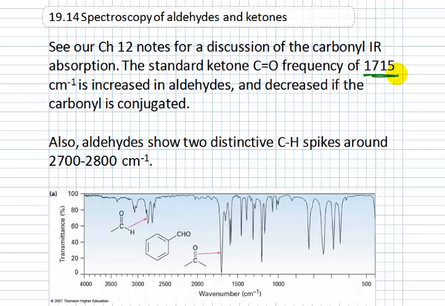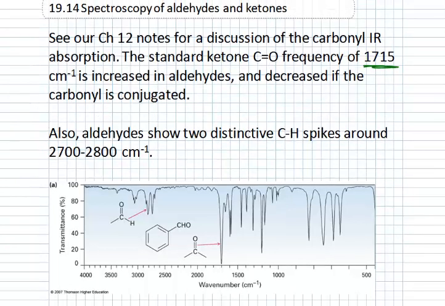That frequency is increased if it is an aldehyde. It is decreased if the carbonyl is conjugated. So if you've got 1730 or something, that's most likely an aldehyde. It could be other things, but from what we've talked about, aldehyde sounds good. If it is conjugated, it'll be lower. If it is a conjugated aldehyde, it could be around 1715 because those are opposite factors.